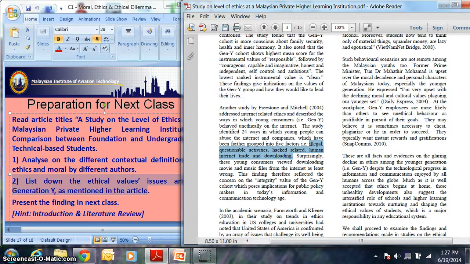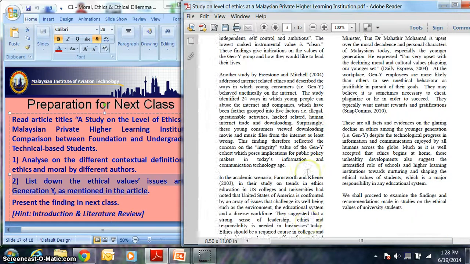These 5 factors will assess Gen Y in terms of ethics, and describe the ways in which young consumers behave.